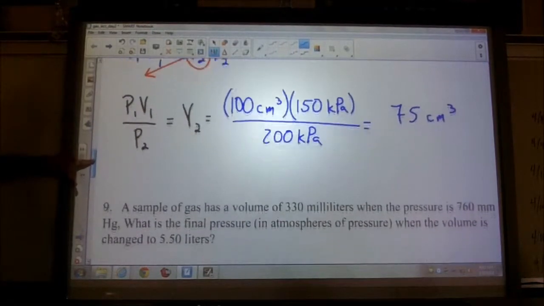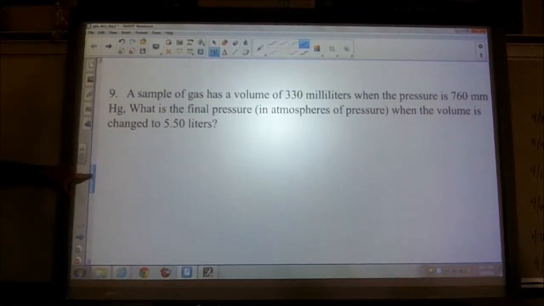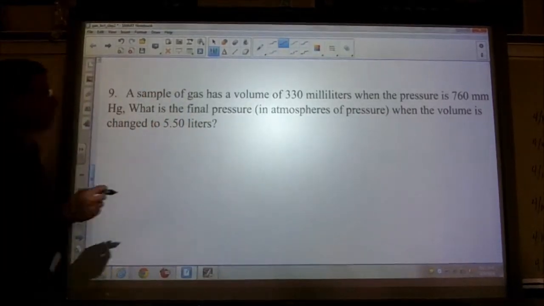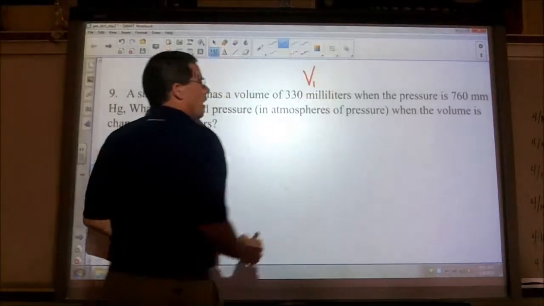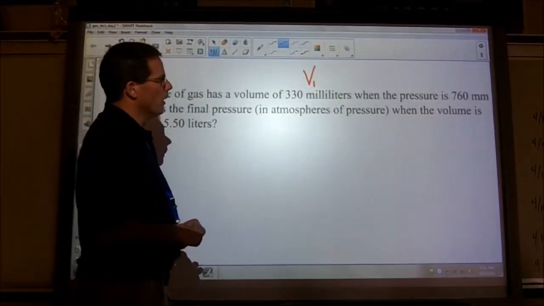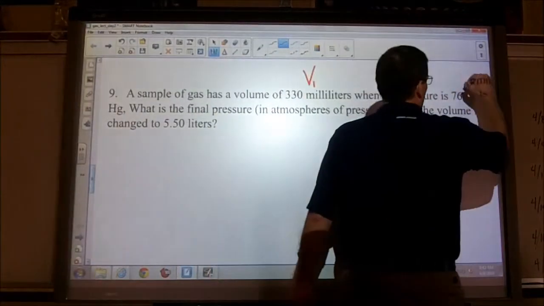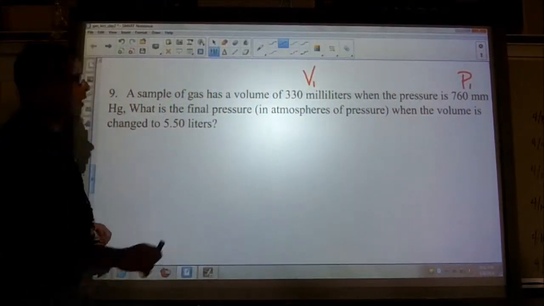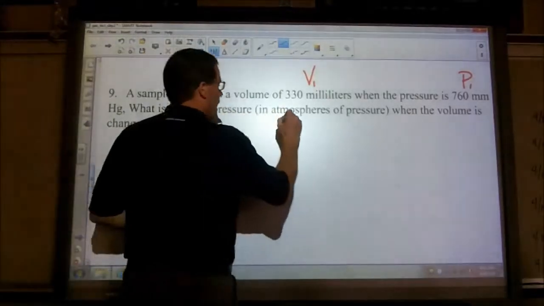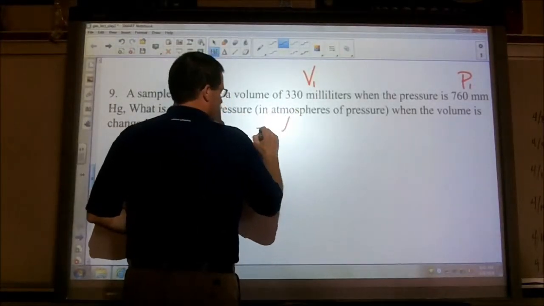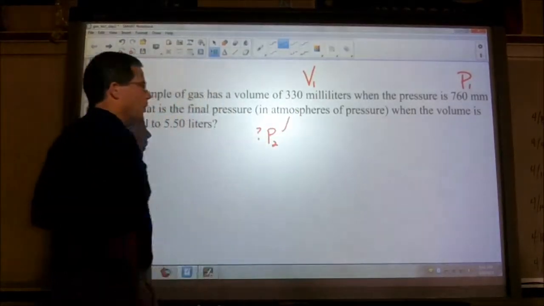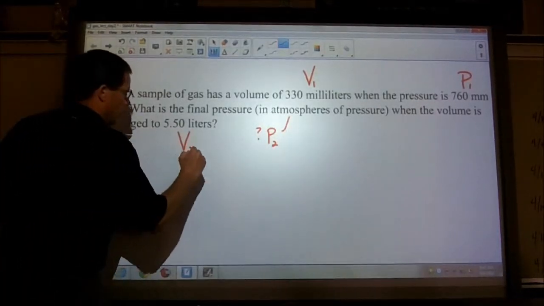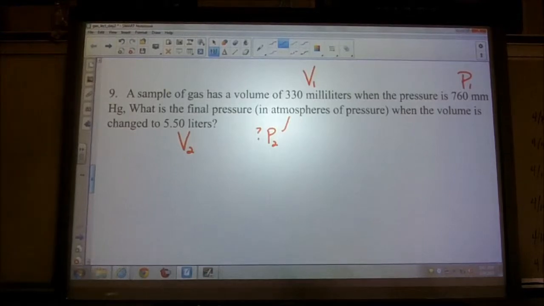Number 9 says that a sample gas has a volume. So here we have V1 of 300 milliliters when the pressure, so P1, is 760 millimeters of mercury. What is the final pressure in atmospheres? What a nice guy. So P2, when the volume is changed to 5 liters. Oh man. So I gave you milliliters and liters.